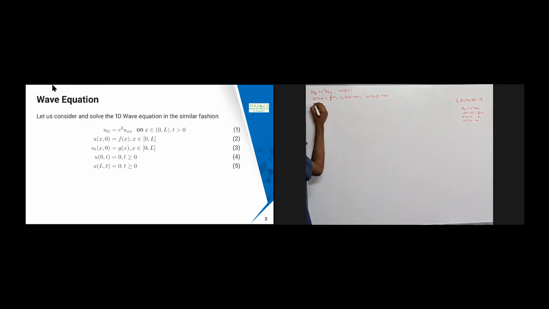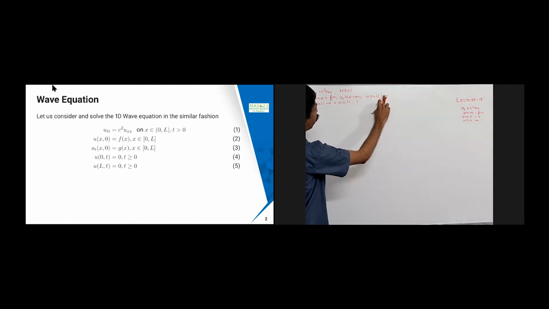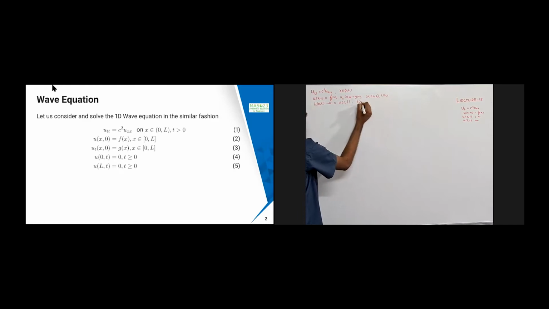And I have another condition, the boundary condition: u(0,t) equal to 0 and u(l,t) equal to 0, both are 0. Here t is greater than or equal to 0, while the initial conditions are at t equal to 0. So this is the problem we need to solve. Let us solve this problem.